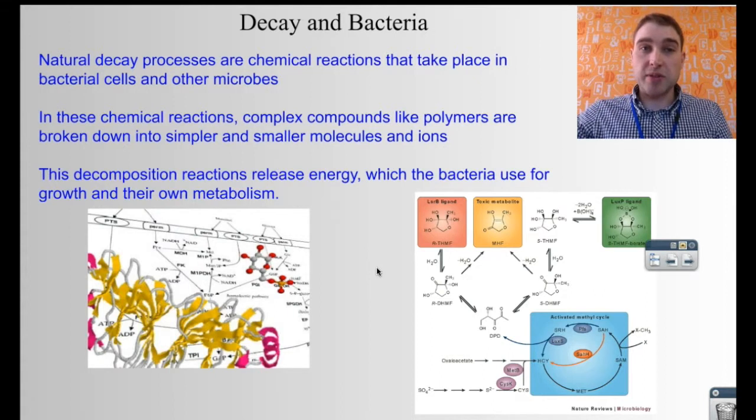Most natural decay processes are chemical reactions that take place in bacteria and other microbes. What they do is they take the really big complex compounds like the polymers and they break them down into much smaller compounds, and when they do that, energy is released. And they use that energy to run their metabolism. So rather than photosynthesizing, for example, they'll just consume organic matter that's around them and release the energy from the large compounds when they turn it into small compounds.